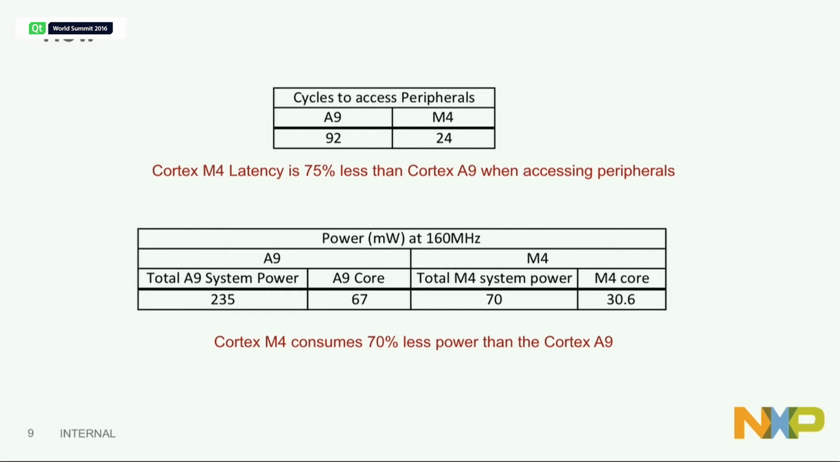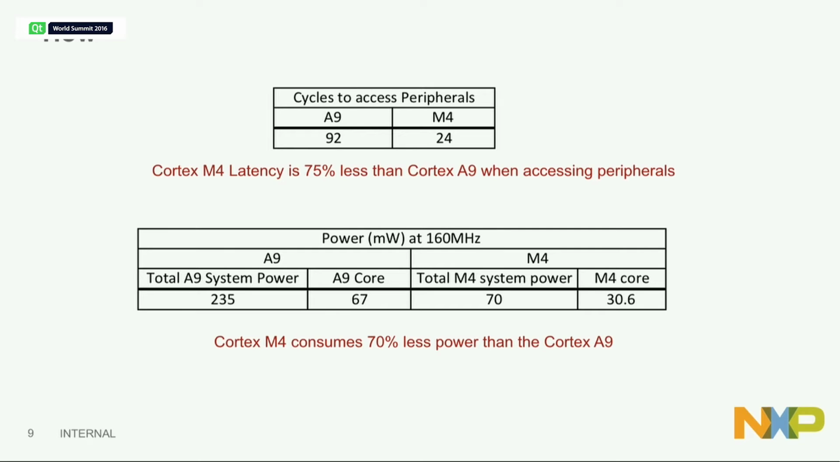When I say cycles to access a peripheral, the A9 takes 92 cycles to get to a pin. If I wanted to toggle a pin, it takes 92 cycles, right? So if I wanted to toggle that pin at 10 megahertz, that means multiply by 100, right? So to get a 10 megahertz clock toggle, I have to go 100 times in frequency of the core. That means gigahertz, right? It's insane. Why do I have to go that fast just to toggle these pins?